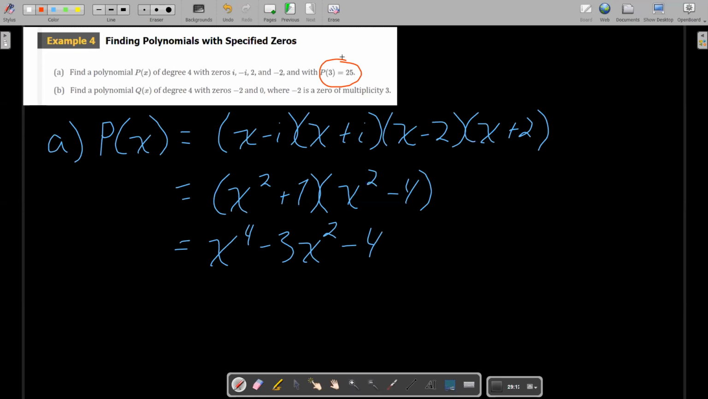If I were to plug in a 3 into this equation, let's go ahead and do it. So if I plug in a 3 here and here, 3 raised to the 4th power is 81. So it'd be 81, and then minus 3 times 9, so it's minus 27, minus 4. I can tell you right now that does not equal 25, right?